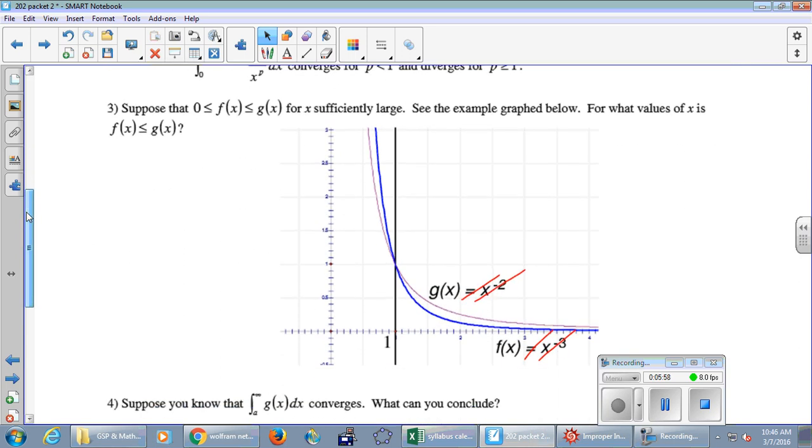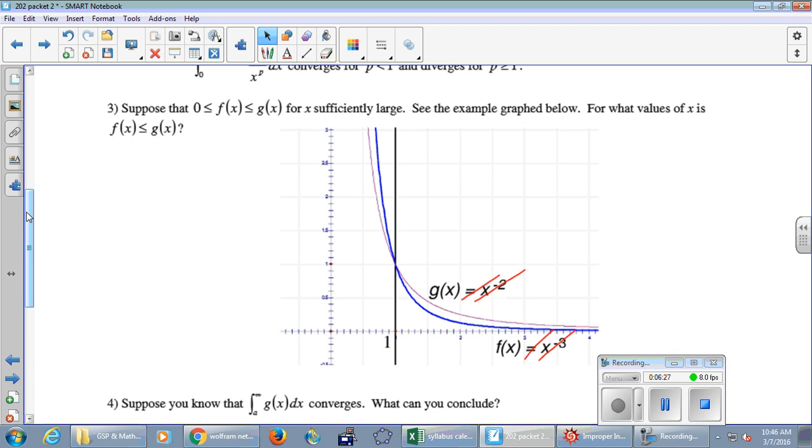Okay, let's move on to number 3. It says, suppose that 0 is less than or equal to some function f, which is less than or equal to some function g, for x sufficiently large. We're not going to worry about that. Here's an example. The graphs that I've put up here are 1 over x squared and 1 over x cubed. I'm actually going to cross them off. I think they might distract from the point. So just g and f, and you can see that from 1 onwards, the f function is smaller than the g function.